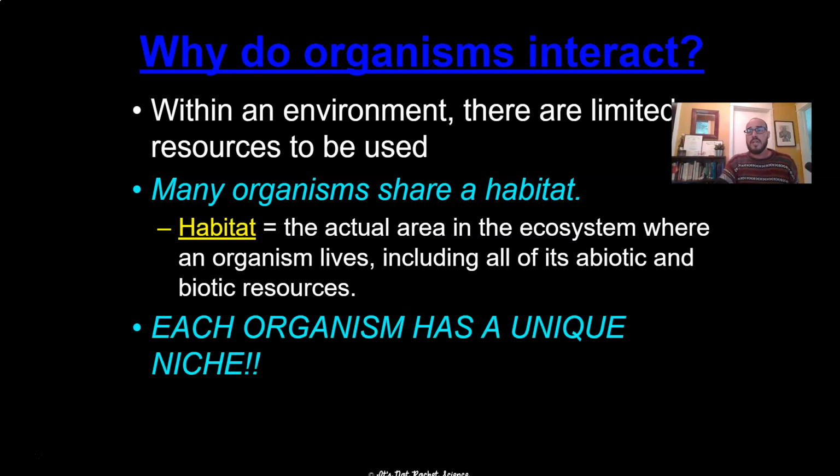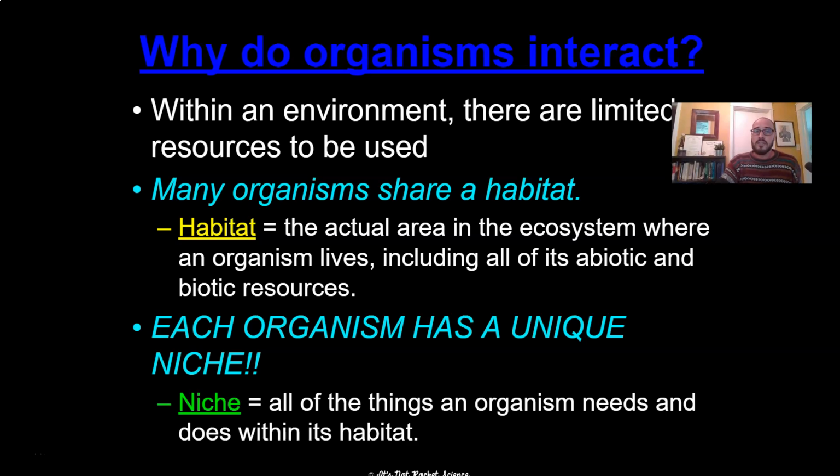So every organism has a unique niche. This is the idea of all the things that an organism needs and does with its habitat. Niche is from the French word for nest. So a niche is how you use what's in your habitat specifically to propagate your species, to keep your species alive. So you can have multiple things living in a habitat.